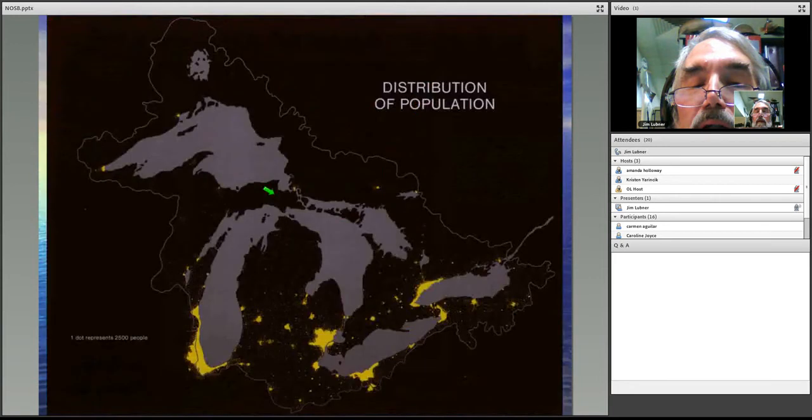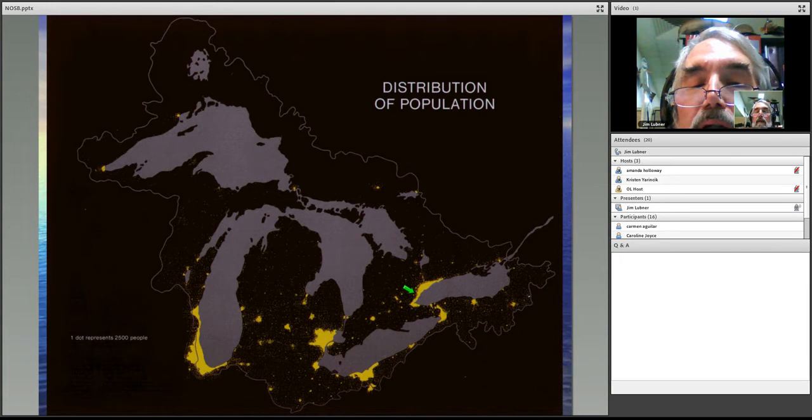And if we look at a population distribution map, you can see where most of the people live. Most of the people live around the southern half of Lake Michigan, which is a cul-de-sac, so things tend to stay there, and also around the two lowest lakes, Erie and Ontario. This happens to be Toronto, and a significant portion of the Canadian population lives here in Toronto, especially the population of Ontario.